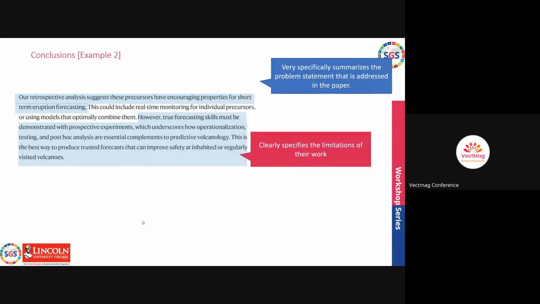And here it very specifically summarizes the problem statement once again, and then clearly specifies the limitations. See, I was saying, right, you should have limitations mentioned. Even those people who went into the field and conducted this study, and they're really experts in the field, by the way, very big names in their field, still mention the limitations.